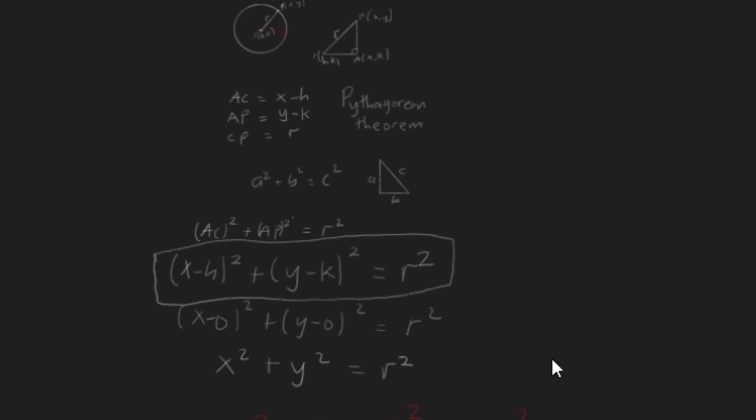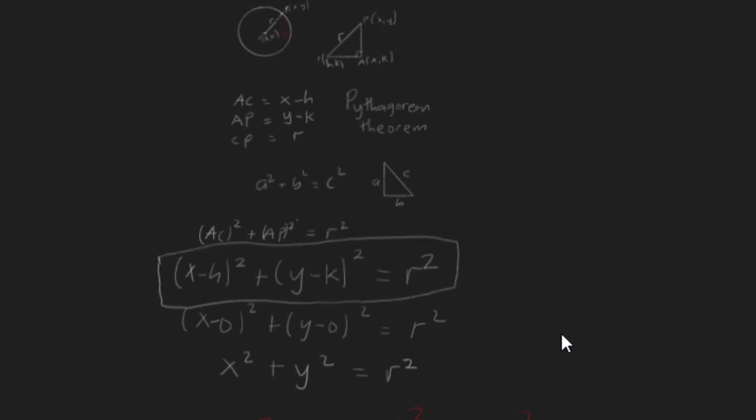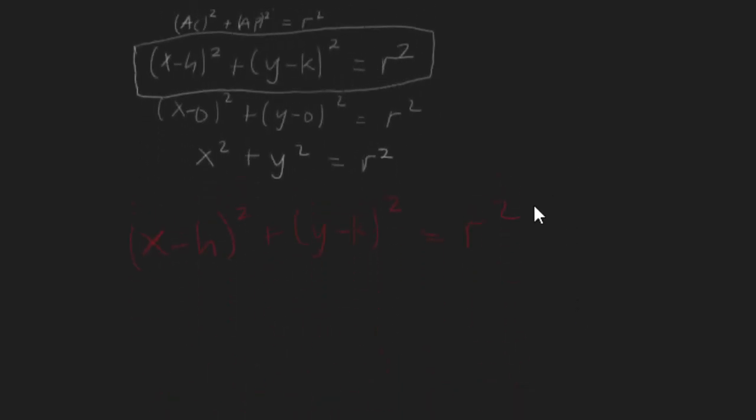So we now know where and why we have this as the equation of a circle. Every formula has a basis for why it came about. So this is the why.